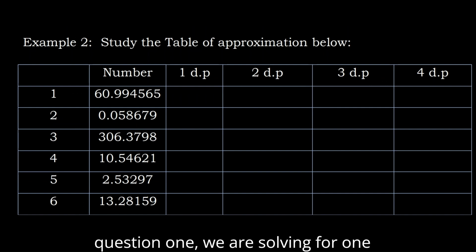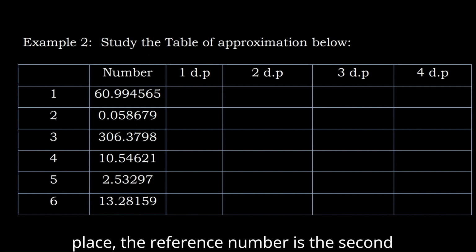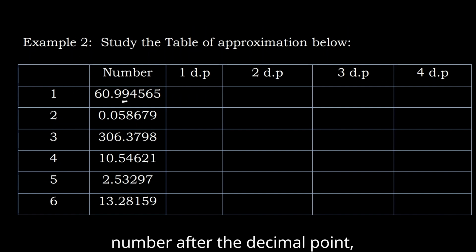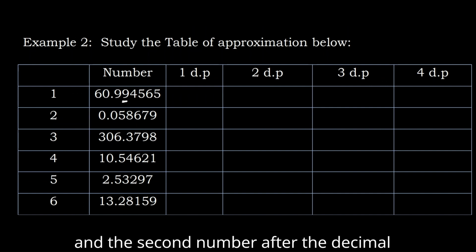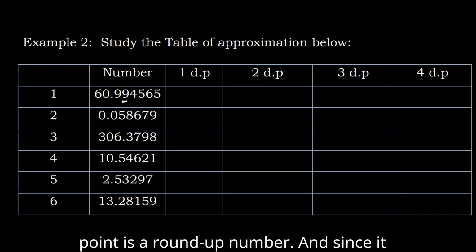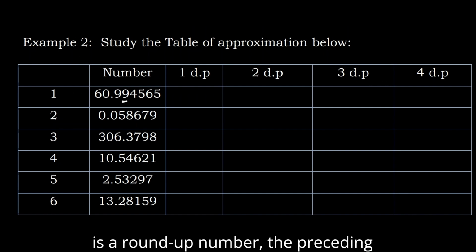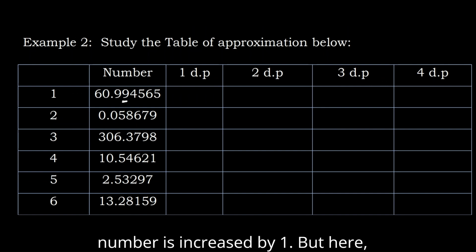In question 1, we are solving for 1 decimal place. Since it's to 1 decimal place, the reference number is the second number after the decimal point. And the second number after the decimal point is a round up number. And since it is a round up number, the preceding number is increased by 1.